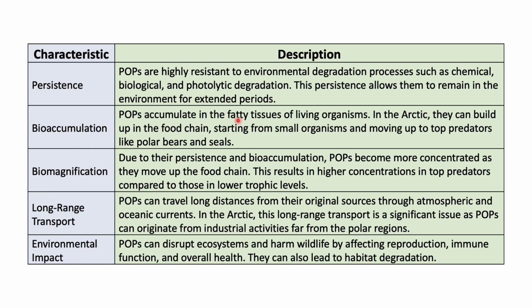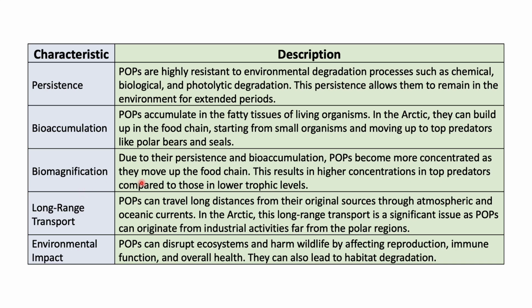Bioaccumulation means it should accumulate, and that's the reason we have seen the food web. It will start from the zooplankton and go up to the polar bear, the top predator. So it actually undergoes bioaccumulation from one species to the other, to the higher ones. These organic pollutants accumulate mainly in the fatty tissues of living organisms. And in the Arctic, they can build up in the food chain, as we have seen, starting from small organisms and moving up to top predators like polar bears and seals. So the bioaccumulation happens because of these pollutants.